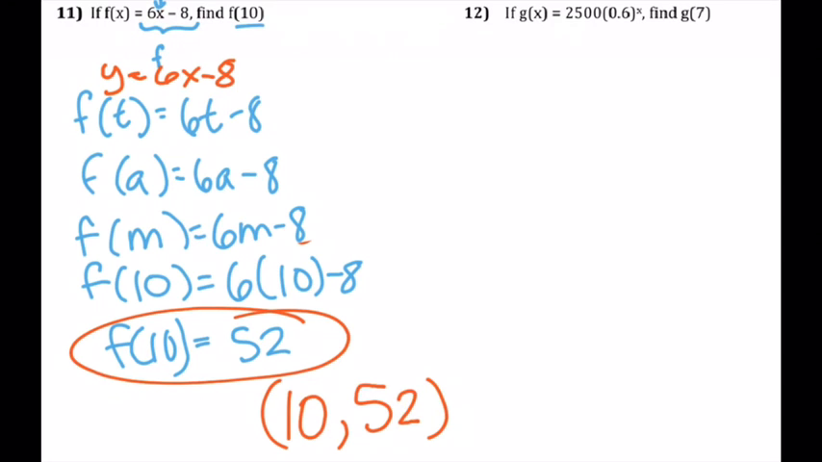Okay, let's try number 12. Number 12, what kind of an equation is that? I mean, it's function notation, but what kind of a graph would we be looking at? It's exponential. It says g of x. Now this one's name is g. Instead of like the last one was f, this one is g.